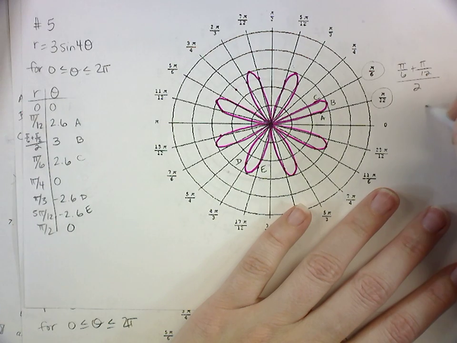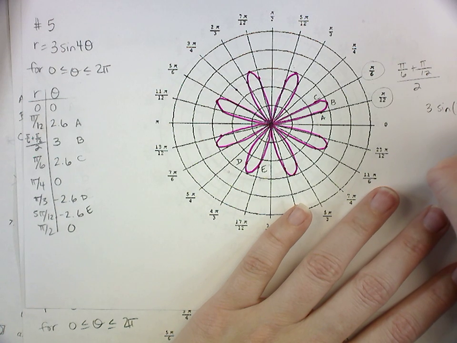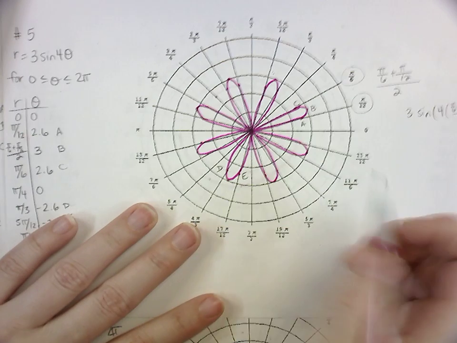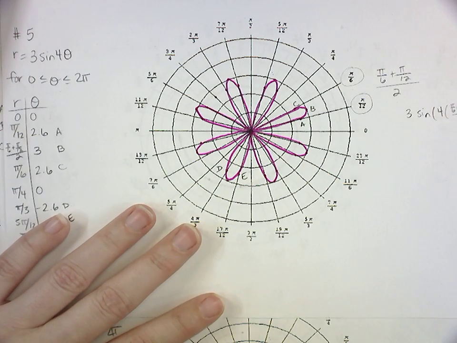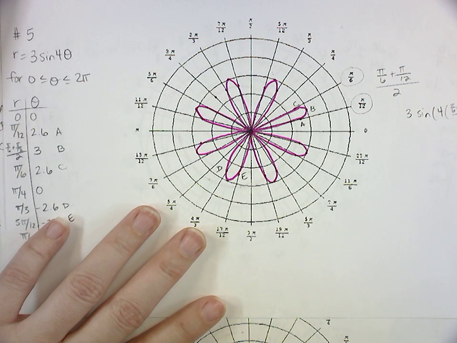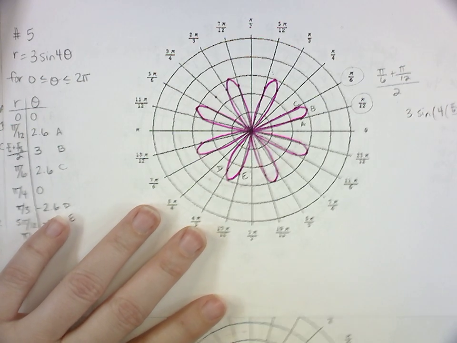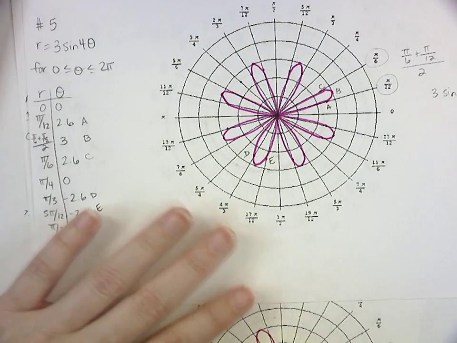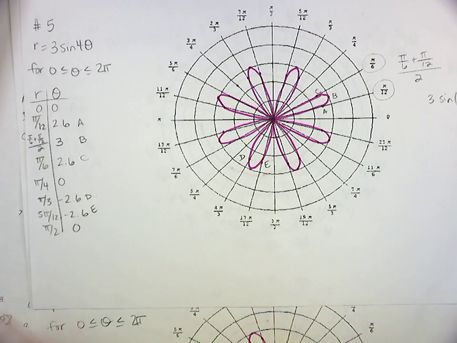So you could do 3 sine of 4 times this quantity, pi over 6 plus pi over 12 divided by 2. Okay, and that would give you that value that's right in between there, and guess what it's gonna be? Wow. 3, right? Okay, so all the petals should have a curve there.